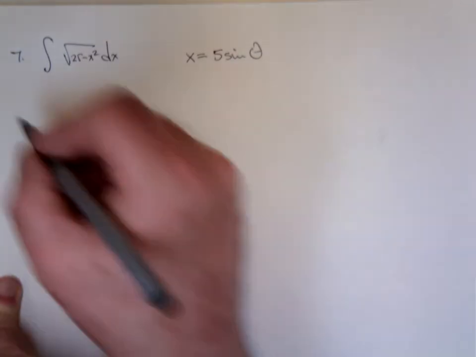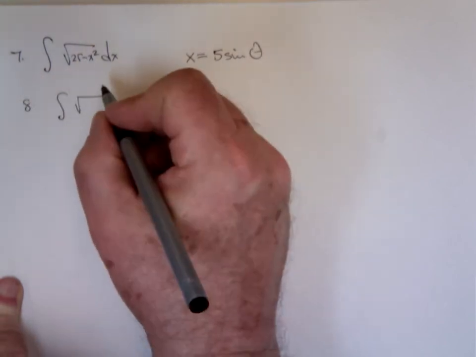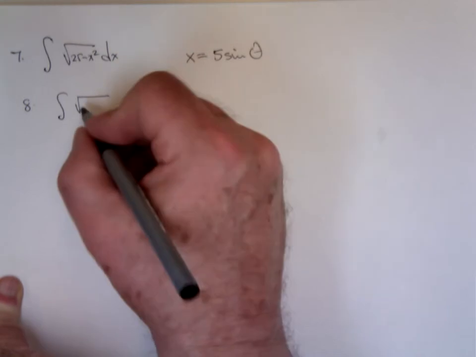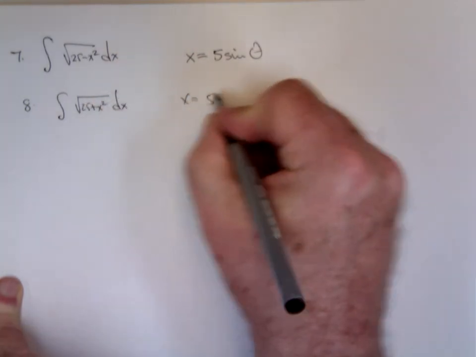Number 8. I don't know what that is. Tan. Can I ask this? No, I'm just going to ask for the substitution. Tan. All right. Second one is tangent. x is equal to 5 tangent theta.